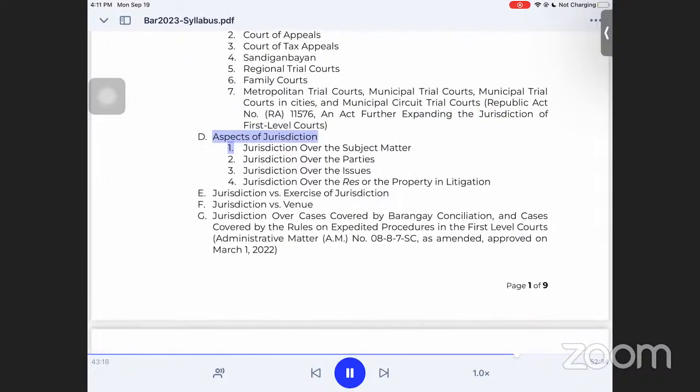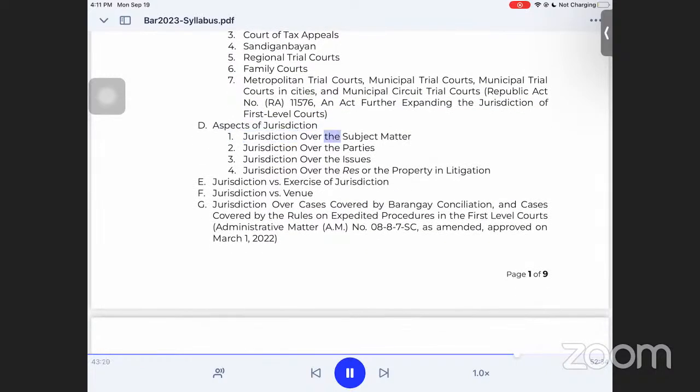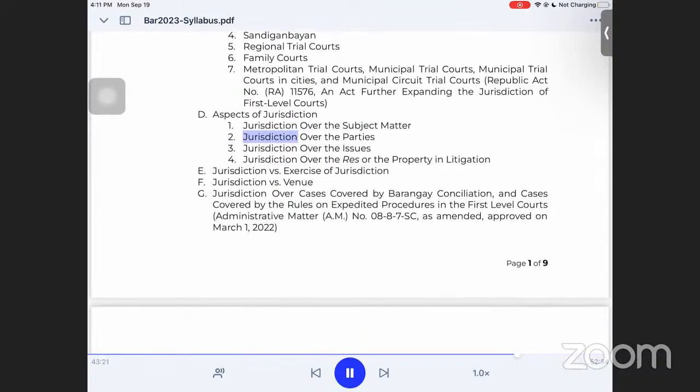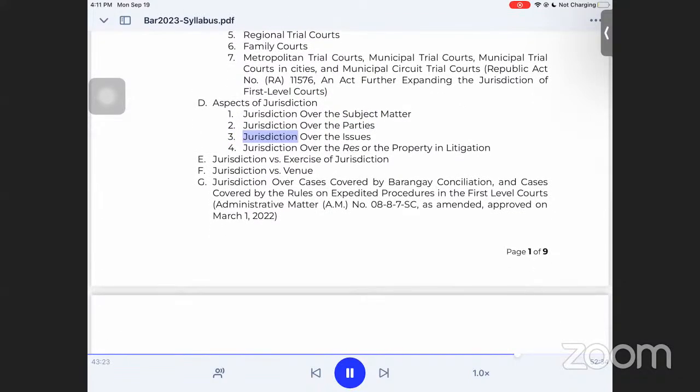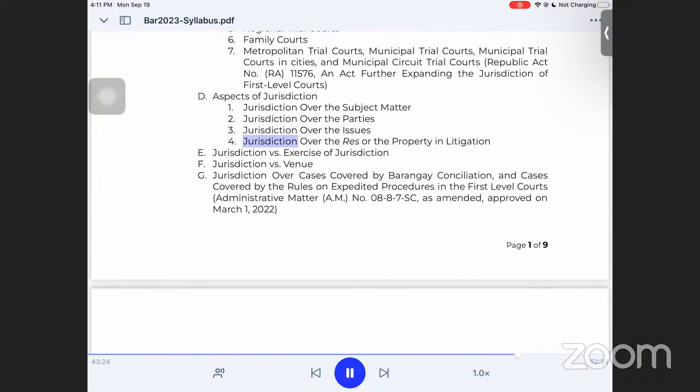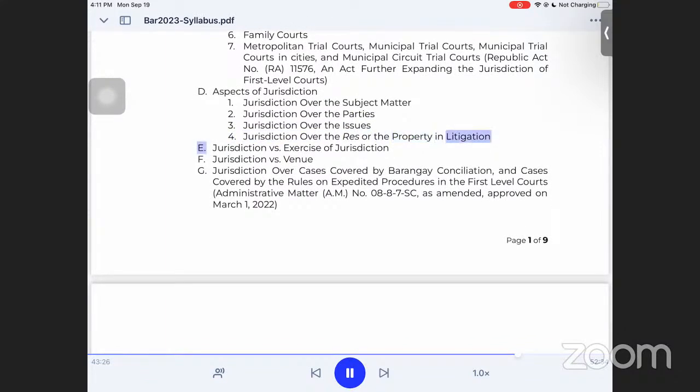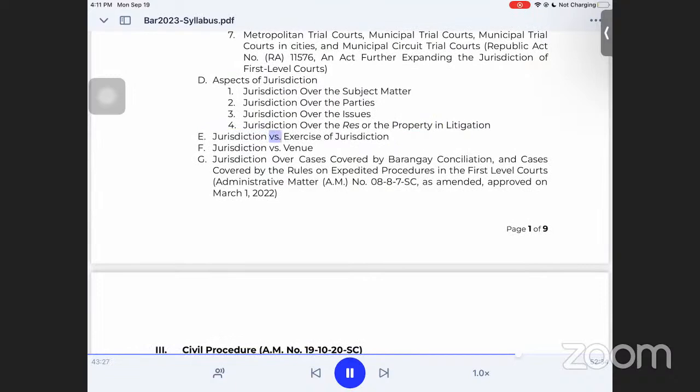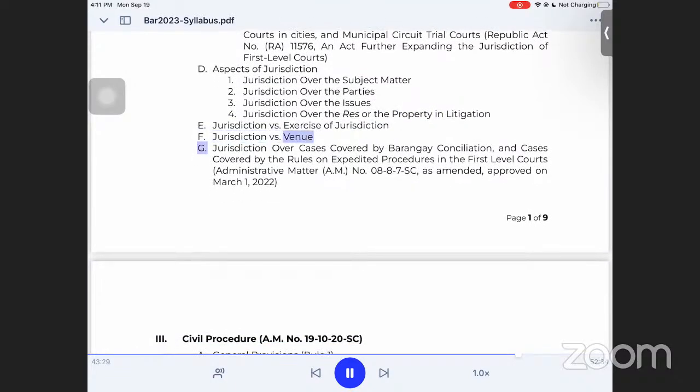D. Aspects of jurisdiction. 1. Jurisdiction over the subject matter. 2. Jurisdiction over the parties. 3. Jurisdiction over the issues. 4. Jurisdiction over the res or the property in litigation. E. Jurisdiction versus exercise of jurisdiction. F. Jurisdiction versus venue. G.